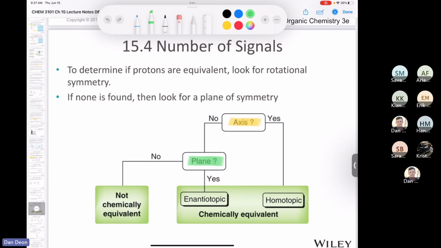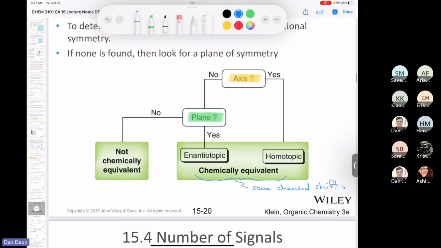But again, if you have an axis of rotational symmetry, or if you have a plane of reflectional symmetry, the protons are either homotopic or enantiotopic, and they are chemically equivalent. So if they're chemically equivalent, they have the same chemical shift. All right, same chemical shift.